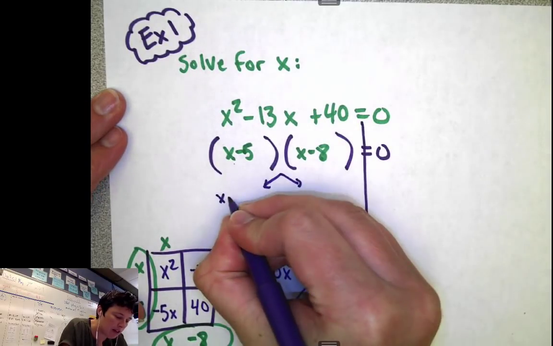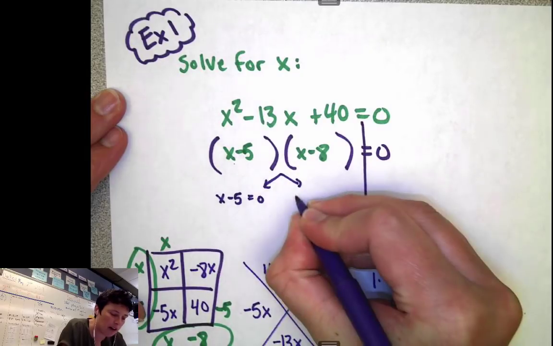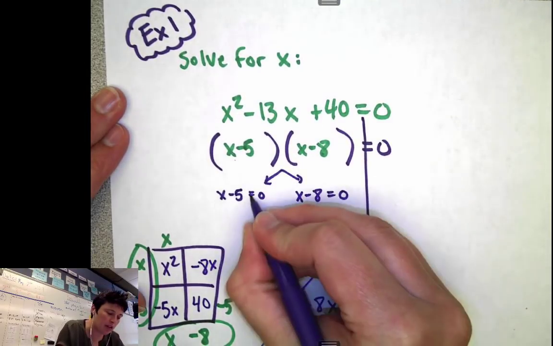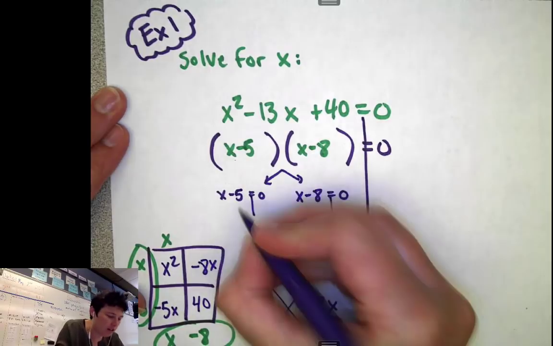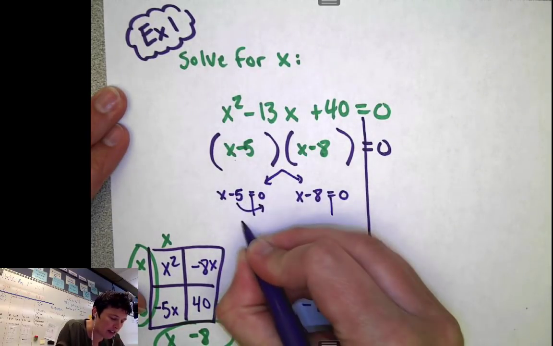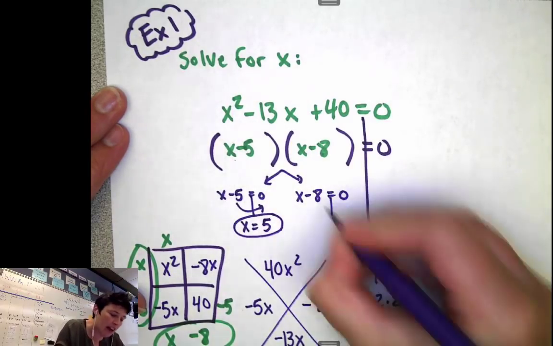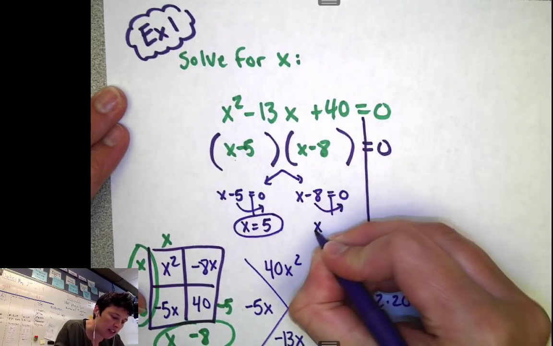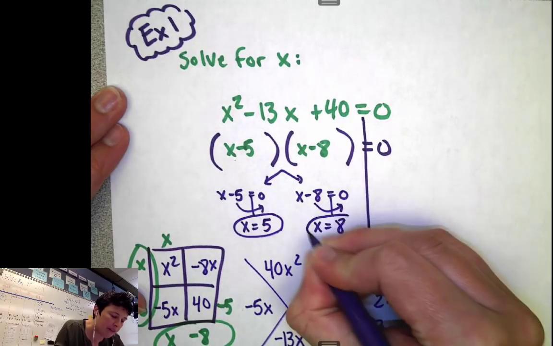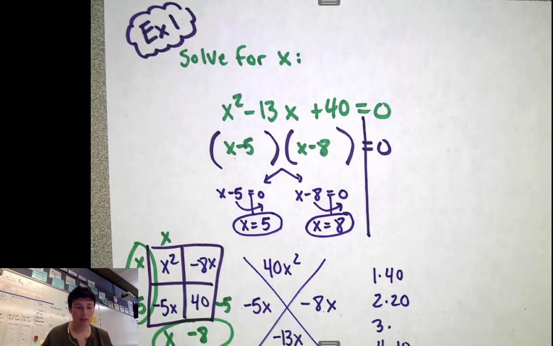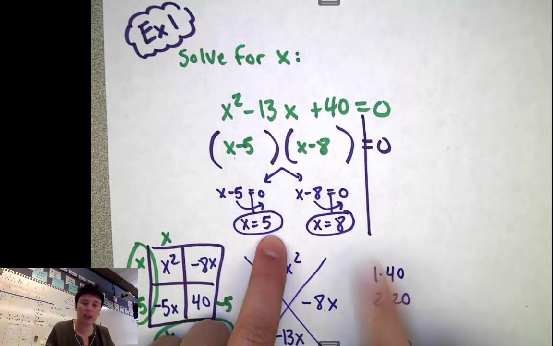Either x minus 5 has to equal 0 or x minus 8 has to equal 0. Both of those are very easy equations for me to solve. All I got to do, add the 5 over. X is going to equal a positive 5. That's one answer. Add the 8 over. X is going to equal a positive 8. There's my second answer. So there are 2 possible values that x could be. It could be 5 or it could be 8.